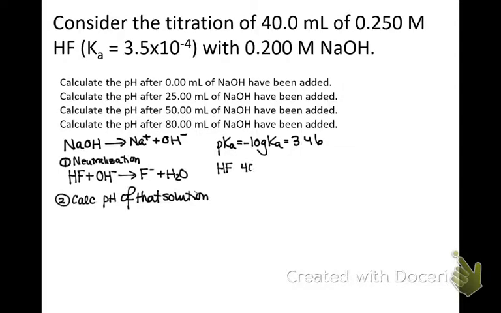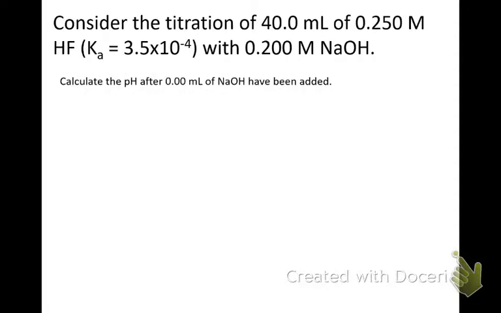So if we've got 40 milliliters times 0.250 millimoles per milliliter, then that means we have 10 millimoles of HF present in our solution. Okay, so with those things in mind, let's consider the first question.